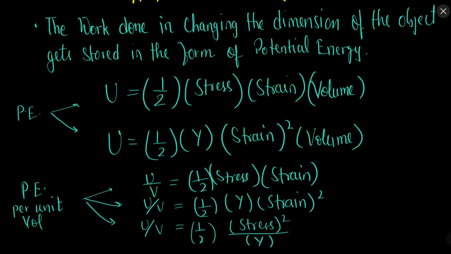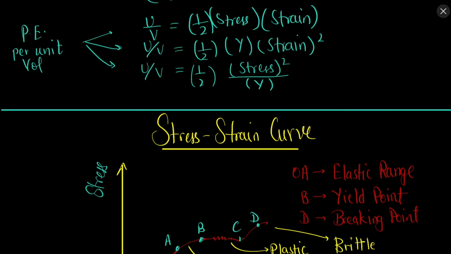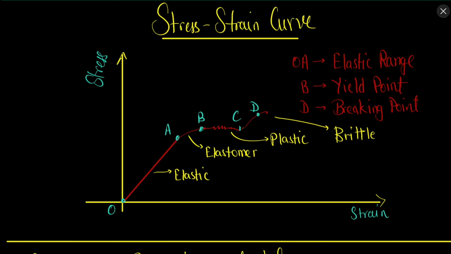So this formula tells us about the potential energy. Whenever we do work to change the dimension, that energy is stored in the form of potential energy. So let's discuss the stress-strain curve, which is one of the most important concepts to understand. If you understand this concept, you will be able to understand why a few objects are elastic, why a few are plastic, and so on. So what are elastic materials?